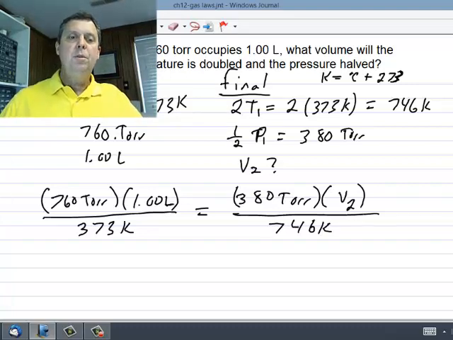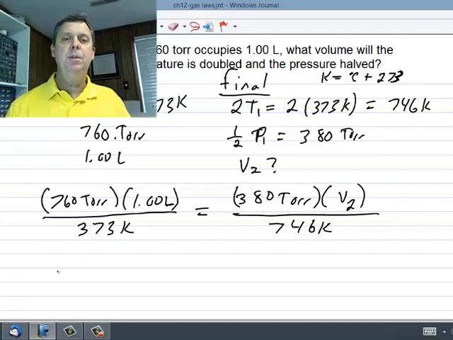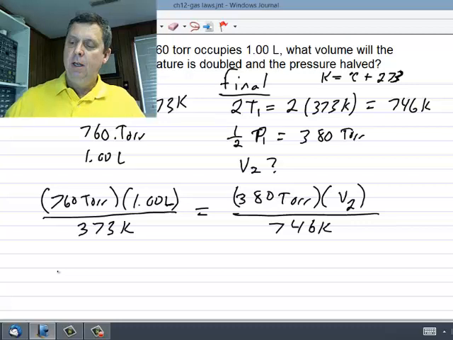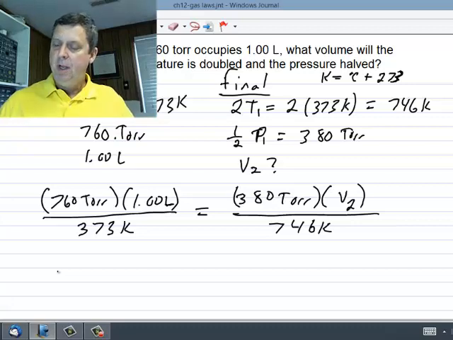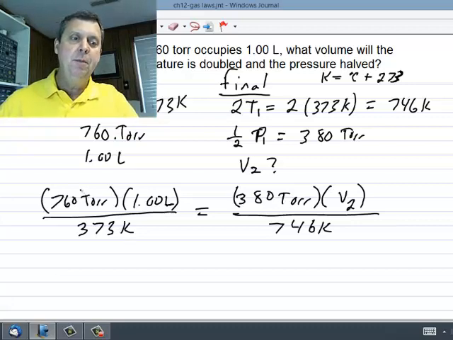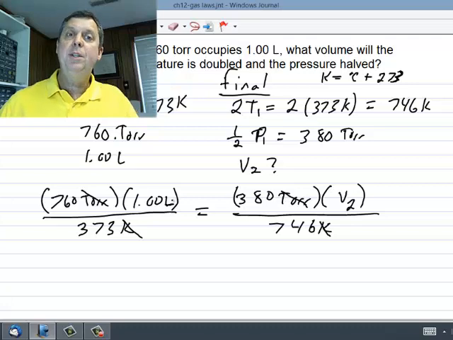All right, so now I'm going to rearrange for V2. And a couple of things I suggest. One is that you keep track of units. It's easy to misplace values in the wrong area. If your units are in the right place, you can make sure they cancel out. So let me do this first before I do anything. Torr will cancel out torr. Kelvin will cancel out Kelvin. My only unit left is going to be liters on the left side, which is what I need. My final answer should be in liters in volume.